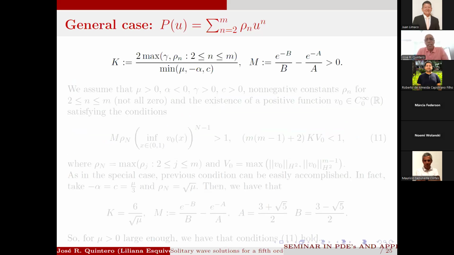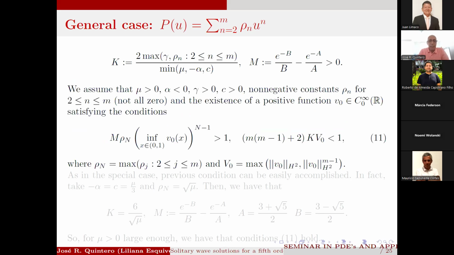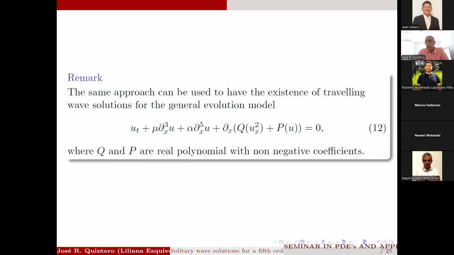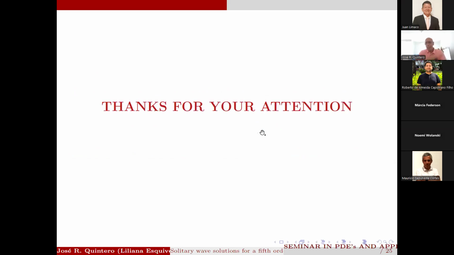Now, in the general case, we can do the same, right? Try to do the same computation. I don't have too much time to do this, and then to obtain a similar result. Now, the same approach can be used. Instead of having gamma u_x squared here, just put a polynomial, right? P and q, which have non-negative coefficients. So essentially, you get the same. So this is essentially the talk. And thanks a lot for your attention.